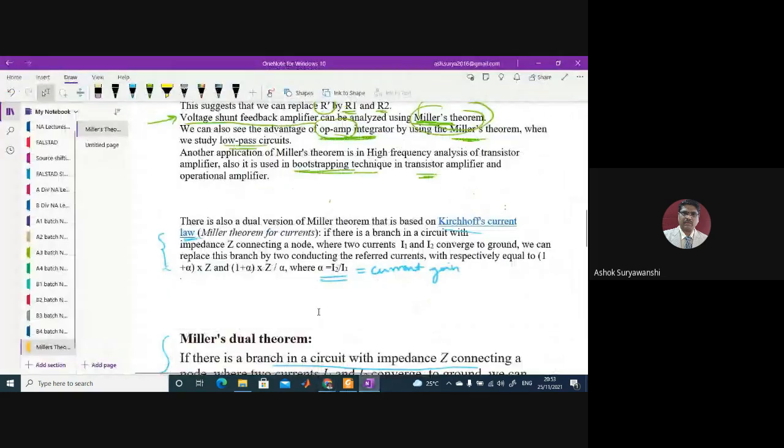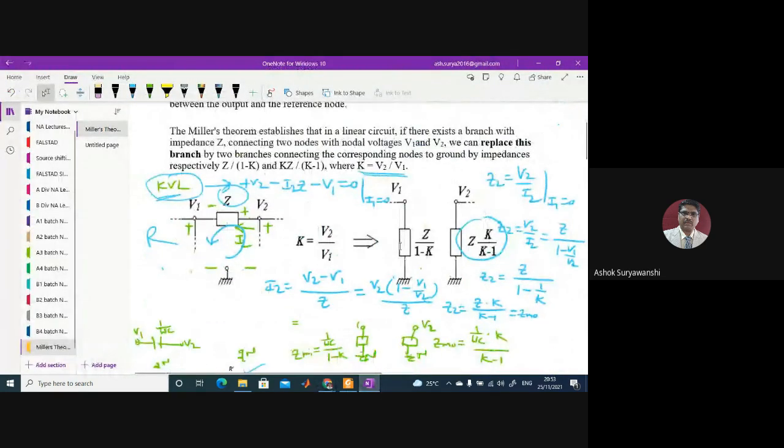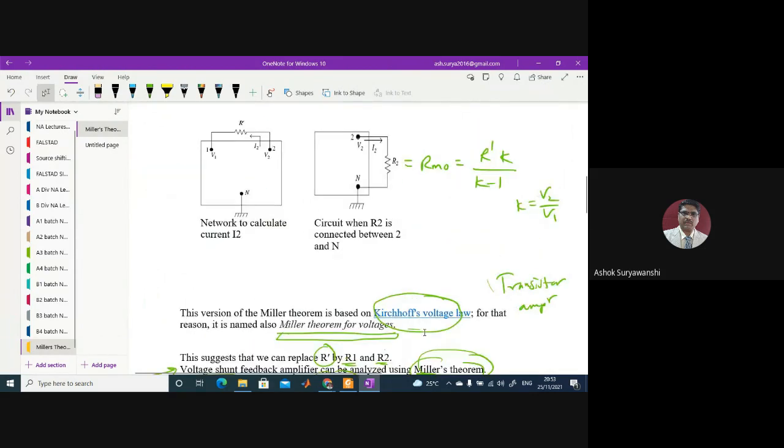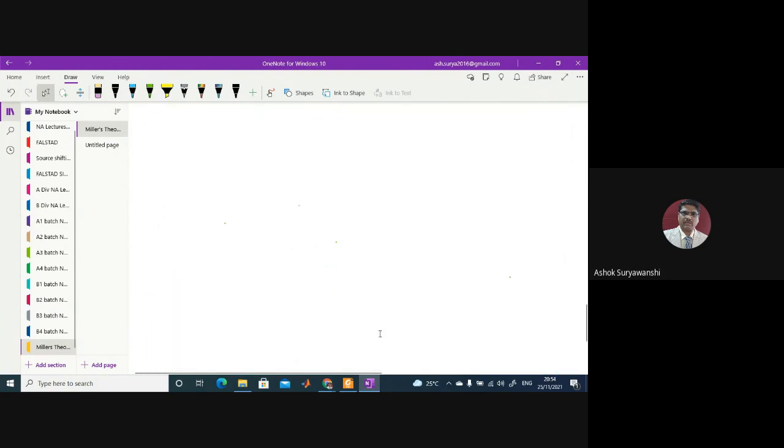Just try to understand whatever I explained here for Miller's theorem, how we are getting Z1 as Z upon 1 minus K and Z2 as Z into K upon K minus 1. And for the dual, how we are getting Z1 as 1 plus alpha into Z and Z2 equals 1 plus alpha upon alpha into Z, right? That much you can understand. And now let us take a simple example.